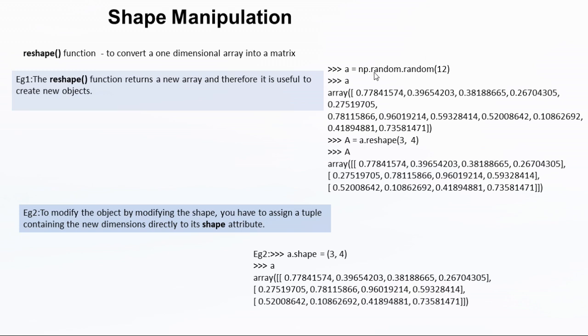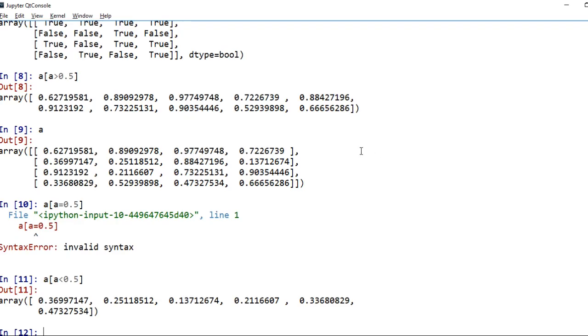So see this example. Here I have generated a one-dimensional array because I have specified 12. That means an array with 12 elements with random values is generated here. Now this is a one-dimensional array. I can change this into a two-dimensional array where I can specify the row and the column number using the reshape function. So let's try this in the Jupyter Notebook now.